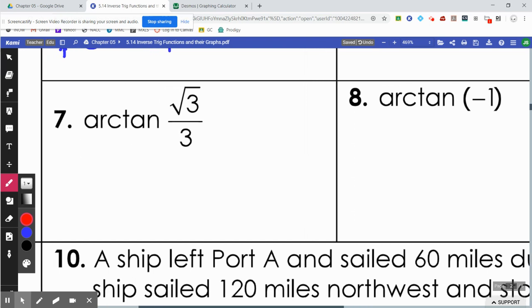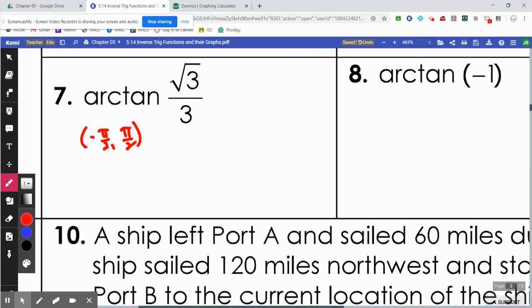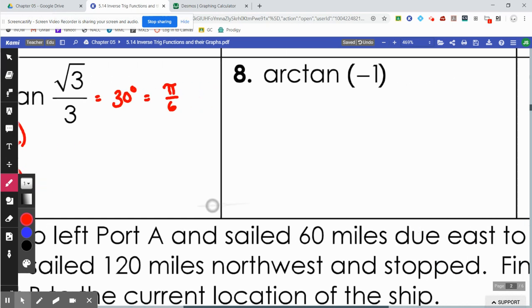Number 7, now we're dealing with arctangent. Arctangent, again, is defined from negative pi over 2 to positive pi over 2, not including those endpoints. So where is it positive, though? Tangent is negative in the fourth quadrant, and tangent is positive in the first quadrant here. So we're looking for a first quadrant angle where my tangent is equal to root 3 over 3, and if you look at your chart or use your unit circle, that's going to be a 30-degree angle, or the same thing as pi over 6.